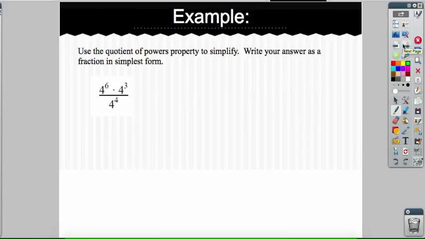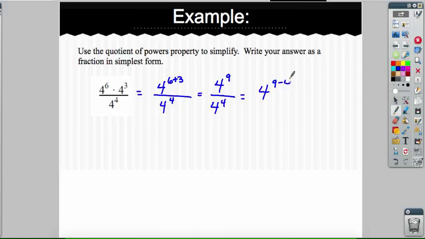So we can go ahead and use some of our old rules right along with this new rule. And this one says use the quotient of powers property to simplify, and we're going to write our answer as a fraction in simplest terms. So for this one, before I worry about that property on the bottom, I might go ahead and simplify the top, where I have 4 to the 6 plus 3 power over 4 to the 4th. And I might have then 4 to the 9th power over 4 to the 4th, and then I could go ahead and subtract. And I would have 4 to the 5th power.